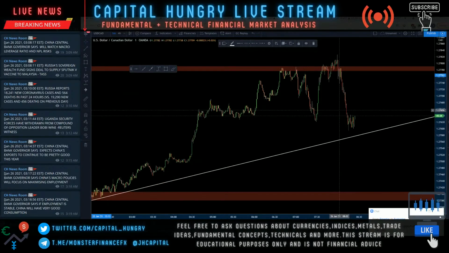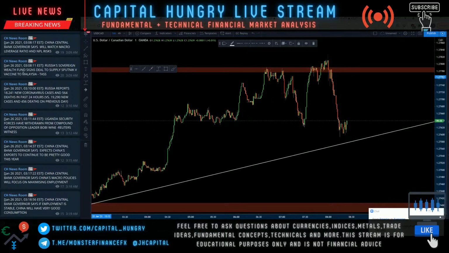Isn't Sputnik a meme vaccine? I'm not sure. It's real right here. Russian sovereign wealth fund signs a deal to supply Sputnik V vaccine to Malaysia.